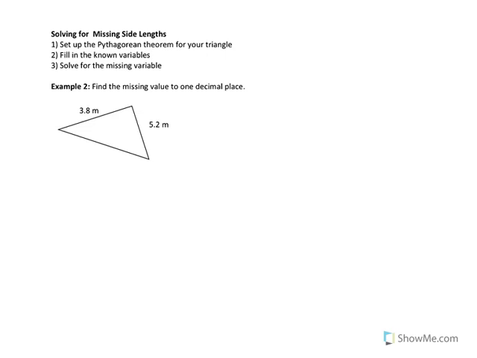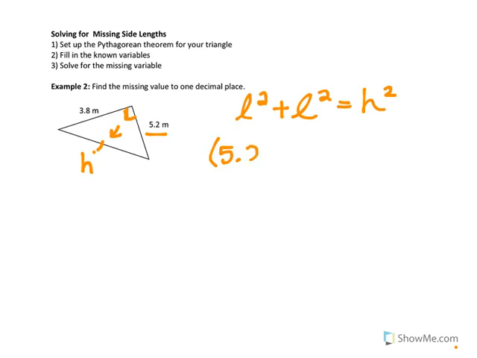So let's utilize this. Find the missing value to one decimal place. We're looking for this side right here, and because this is our right angle and it is across from it, this is our hypotenuse, so I'm going to call it h. I'm going to do leg squared plus leg squared equals the hypotenuse squared. One of my legs is 5.2. Again, it doesn't matter which one's first. So I'm going to do 5.2 squared plus 3.8 squared, and I'm going to get h squared.